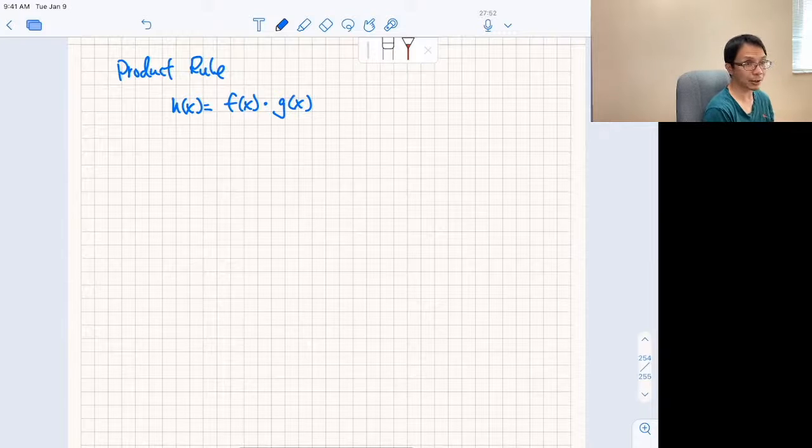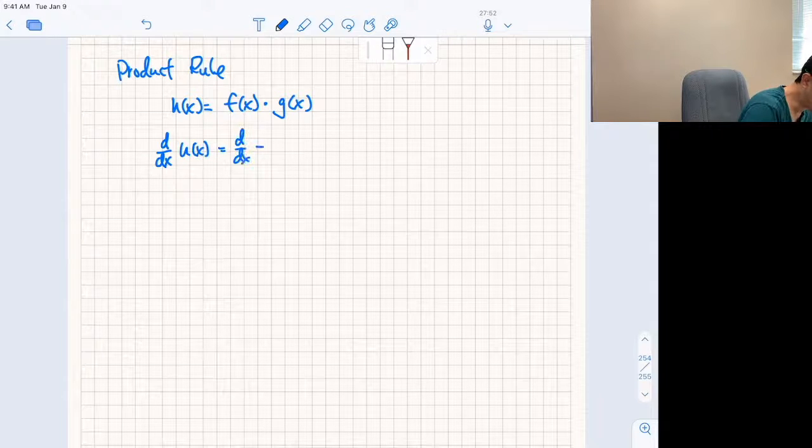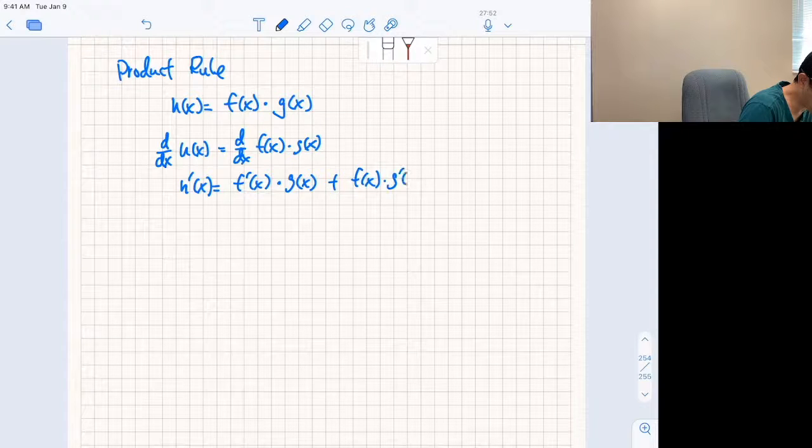If I define h of x as f of x times g of x, now let's say I want to take a derivative of h of x, which is also the derivative of f of x times g of x. So this one is going to be h prime of x. Basically I'm taking the derivative: f prime of x times g of x plus f of x times g prime of x.